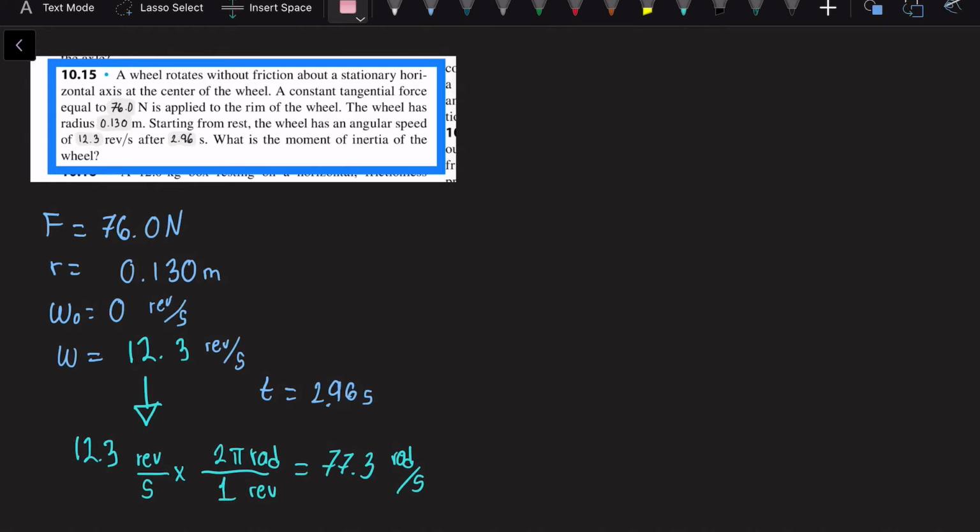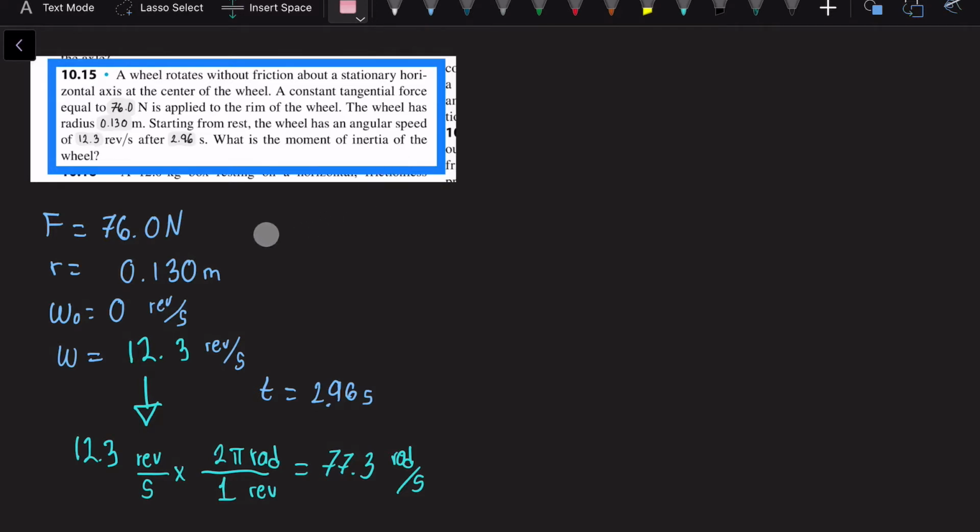I want you to take some time to read the problem, and then after that, we're gonna take some time to look at the question, which is: what is the moment of inertia of the wheel? That's what we're trying to find.